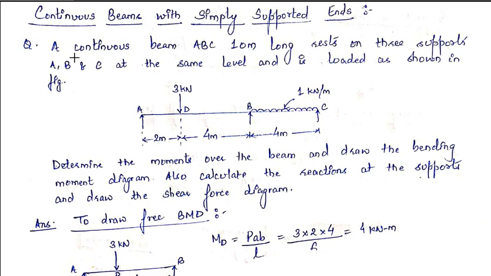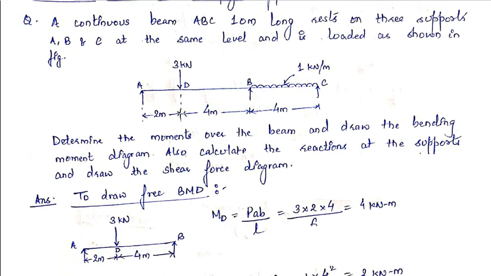Now the question is, a continuous beam ABC 10-meter long rests on three supports A, B and C at the same level and is loaded as shown in figure. So this is the continuous beam that we have. It is subjected to a point load of 3 kN and a UDL of 1 kN per meter on the span AB and BC respectively. These are the lengths. Now we have to determine the moments over the beam and we have to draw the bending moment diagram. Also, we have to calculate the reactions at the supports and draw the shear force diagram.